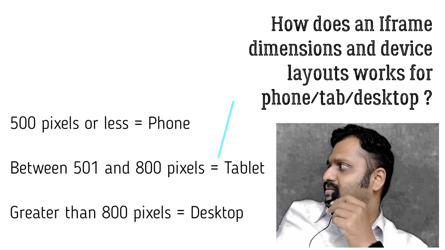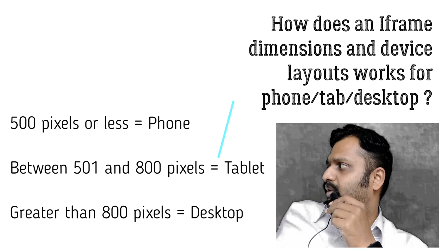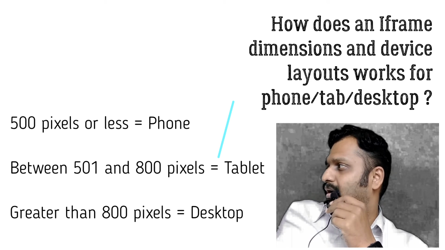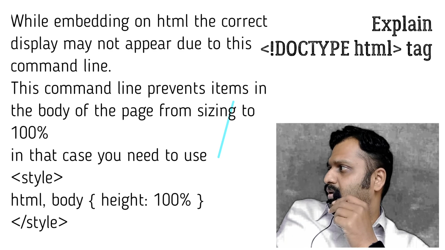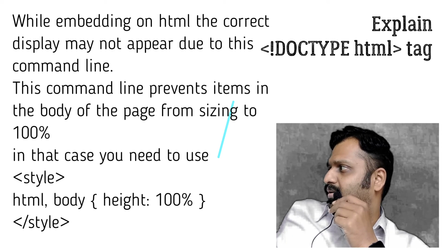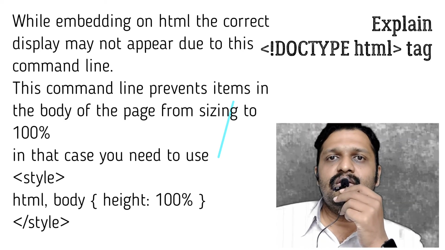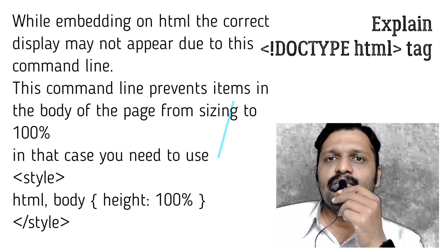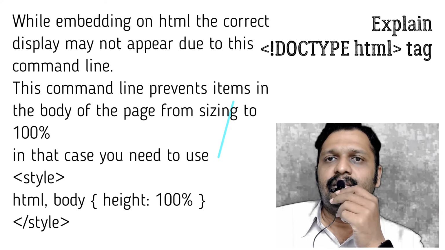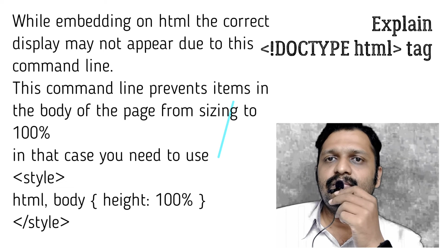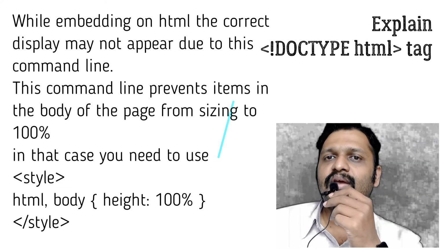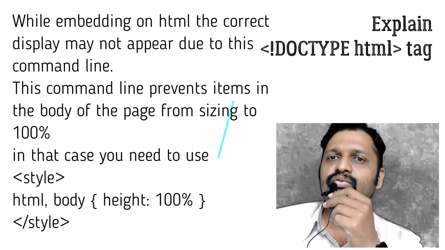Next question. How do iframe dimensions and device layouts work for a phone, tablet, or desktop? It is given. Now next question. Explain the doctype HTML tag. While embedding in HTML, the content may not display properly due to this command line. This command line prevents items in the Tableau part of the page from sizing to 100%. In that case, you need to use this style statement. Next question.